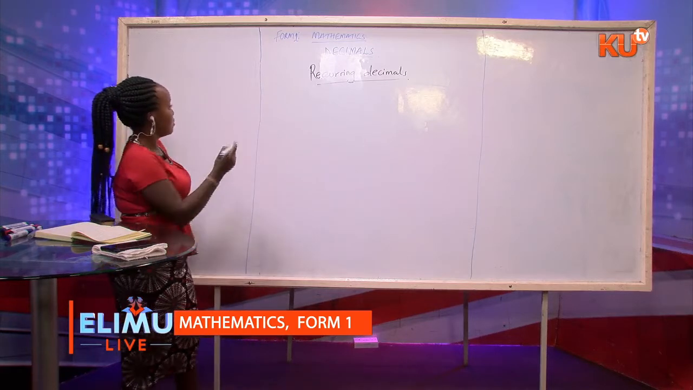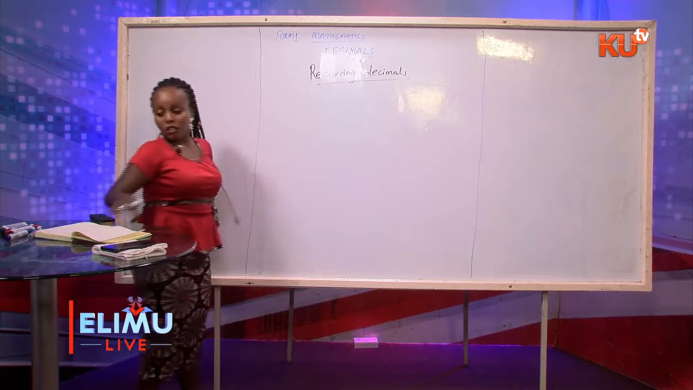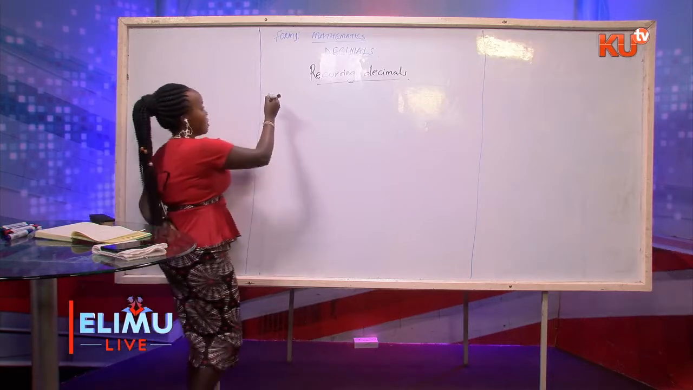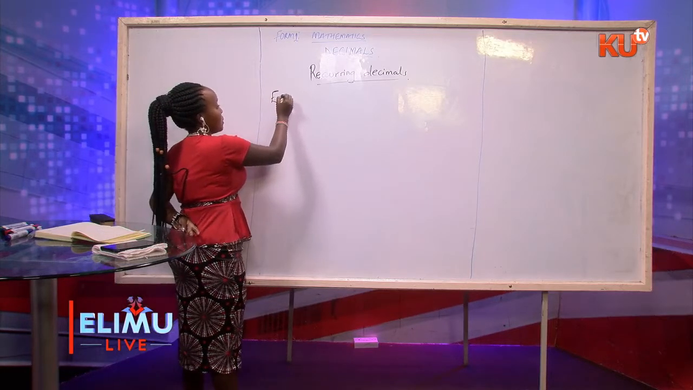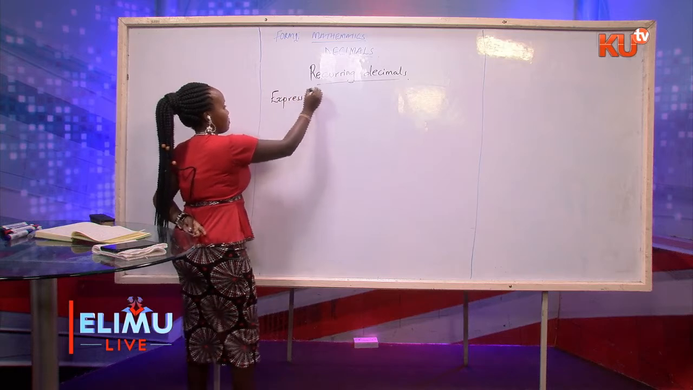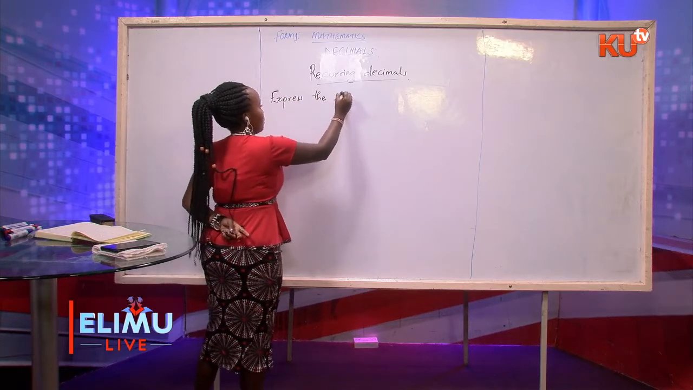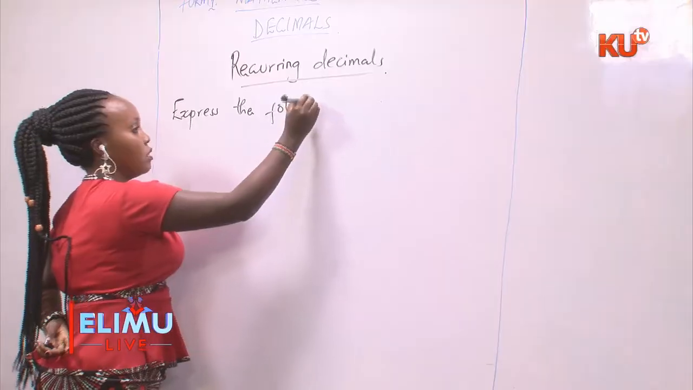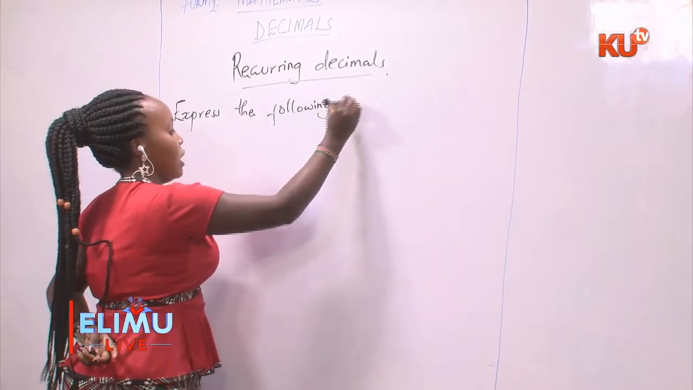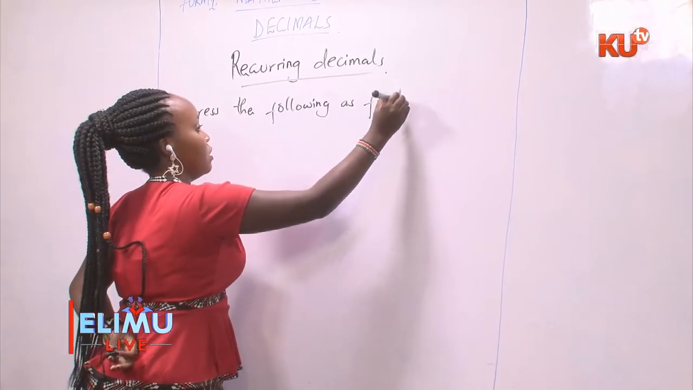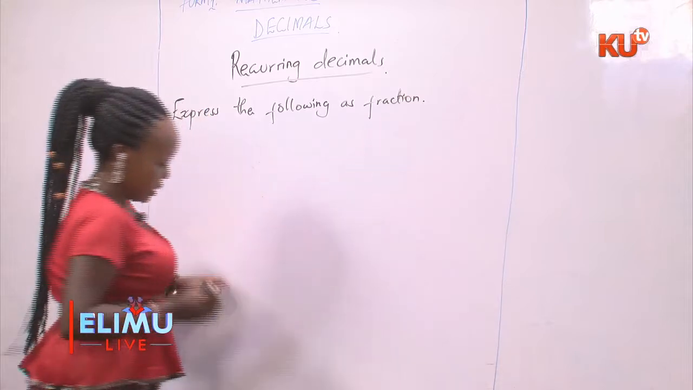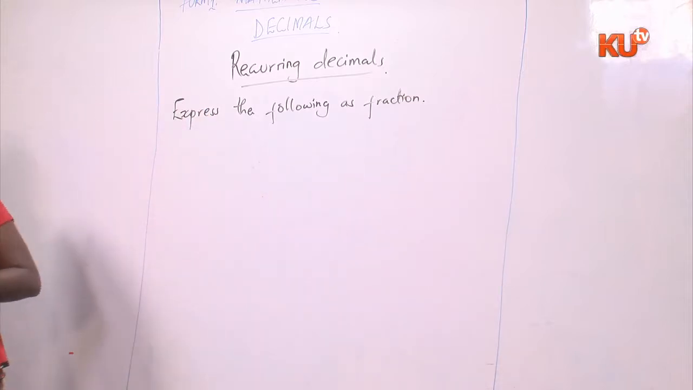So let us express the following as fractions. So we're going to look at how we express recurring decimals as fractions.